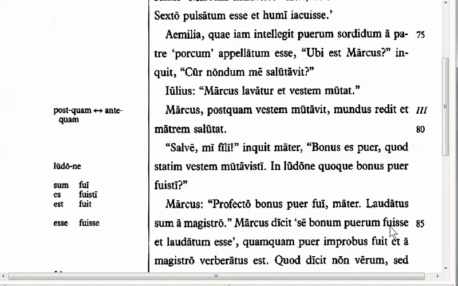So the perfect infinitive is going to be translated just like the perfect indicative, so we'll translate this as if it were fuit. So Marcus says that, and then translates say as if it were is. Marcus says that he was a good boy. The next feature is in line 90.